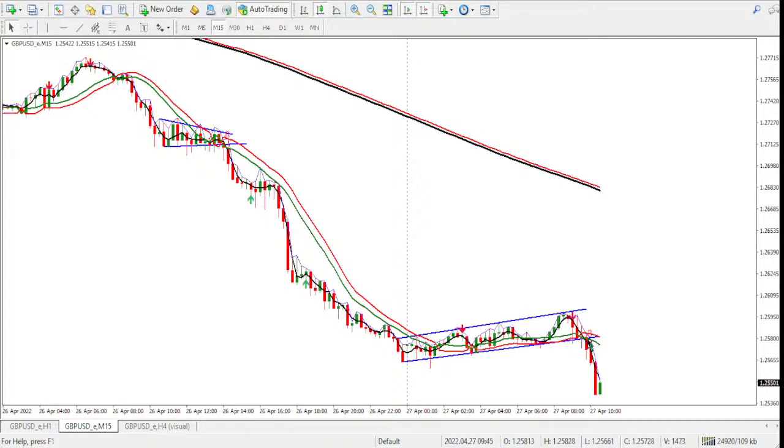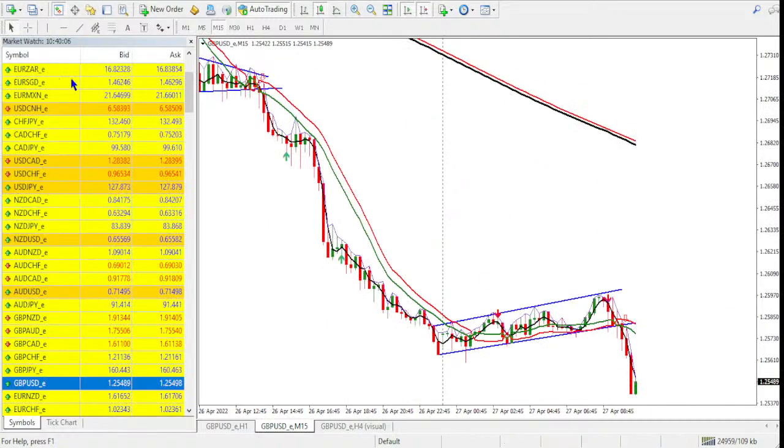So we still expect that the price needs to continue to the lower side. If you're on this chart as we're speaking now, you should keep looking for more sell positions. Keep looking for more sell orders. Expect sellers to push price even lower.